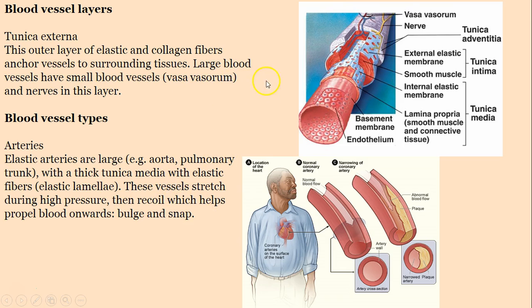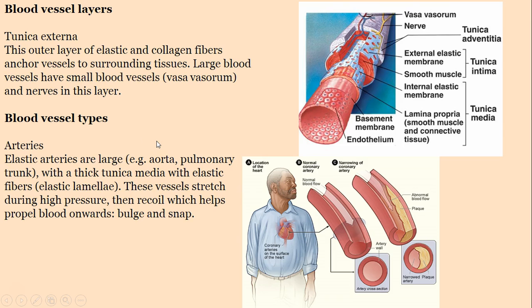The externa, as you might guess, is the outer layer, and that's where we have blood vessels, the vasa vasorum, and also nerves. And so this is where, if we have angina and not enough blood getting to some tissues, we have pain, and that's due to those nerves.